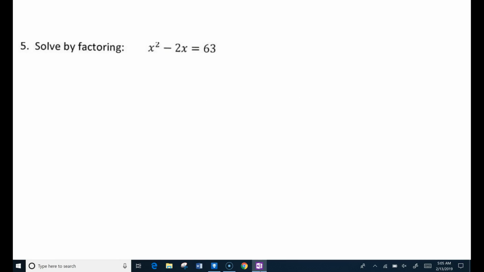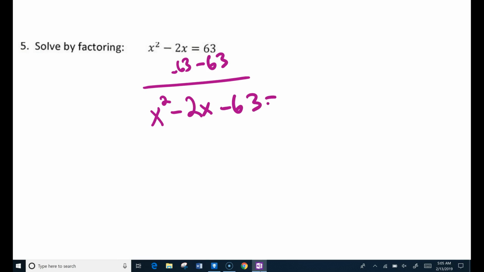x squared minus 2x equals 63. So anytime we're trying to solve by factoring and we have a quadratic, we always want to get it set equal to 0. So I'm going to subtract 63 on both sides of the equation here. So I get x squared minus 2x minus 63 equals 0. And then I ask myself, what numbers can multiply to negative 63 but add to negative 2?